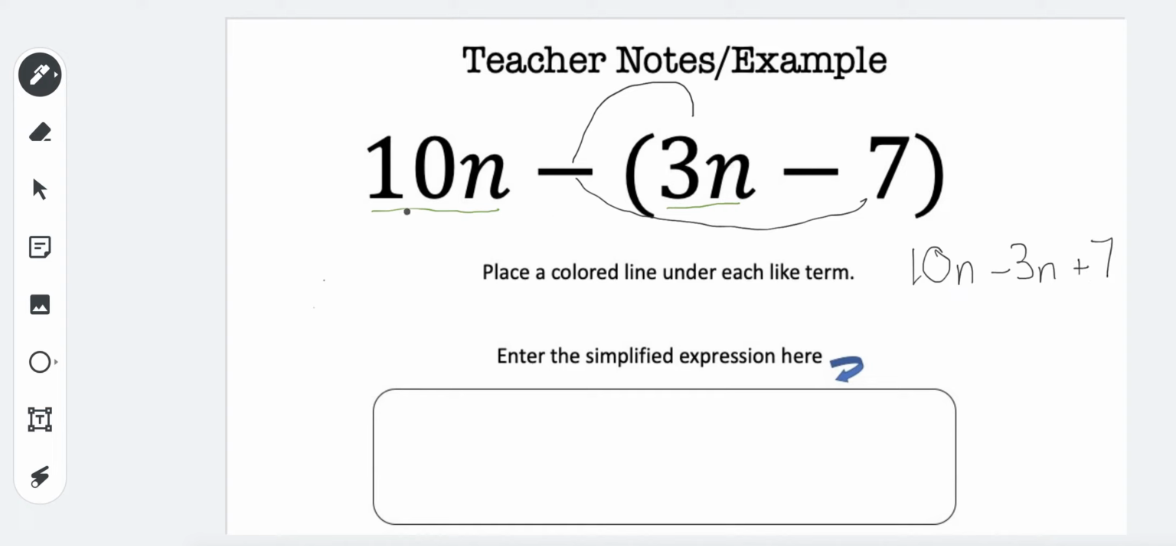And because the 10n and the 3n are like terms, we can combine those. So 10n take away 3n is 7n. And then we're going to just add the constant, the plus 7, at the end. So our final answer is going to be 7n plus 7.